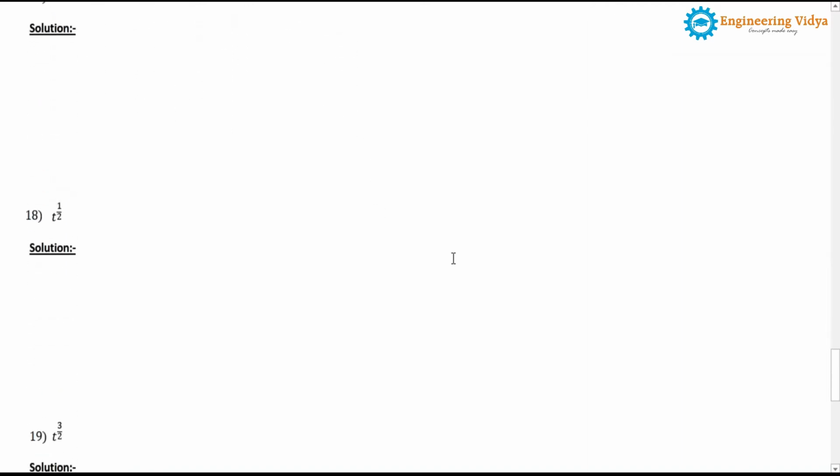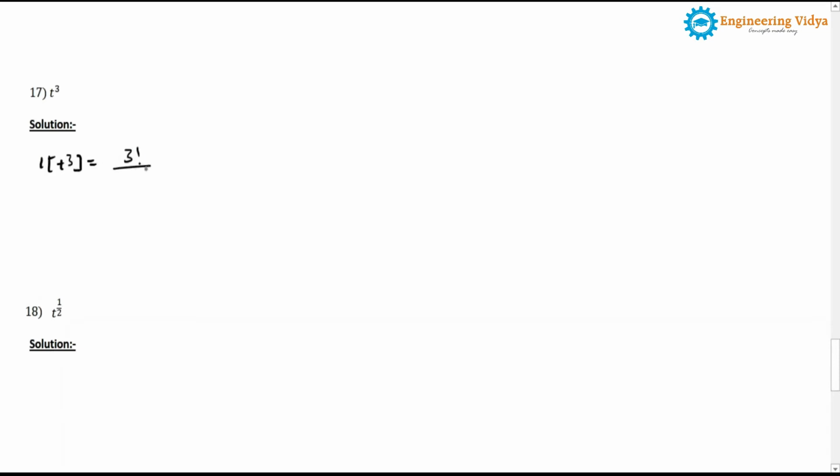Now see problem number 17. Here we need to find the Laplace transform of t raised to 3, which is nothing but factorial of 3 upon s raised to 3 plus 1. Factorial of 3 is nothing but 3 into 2 into 1 upon s raised to 4. 3 times 2 is 6, so 6 upon s raised to 4.